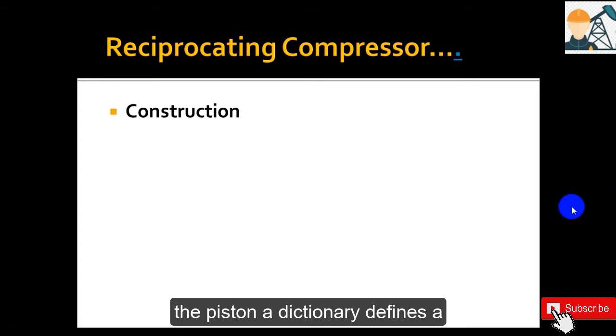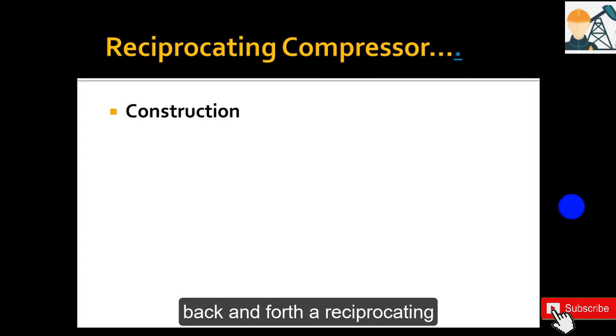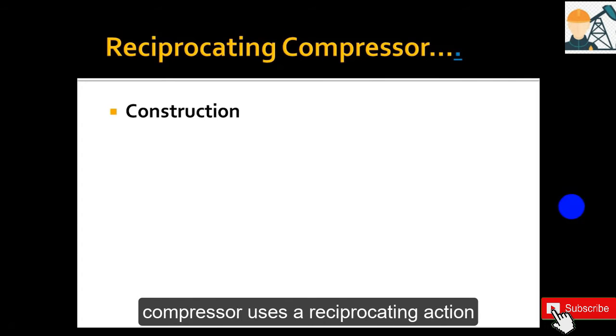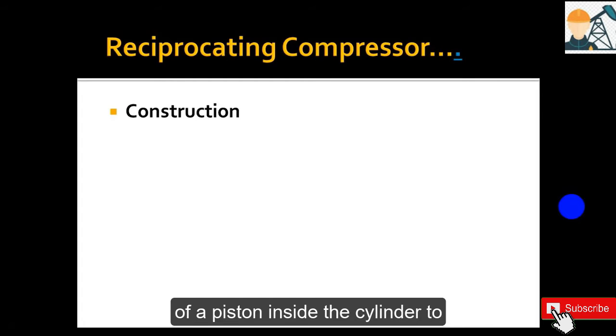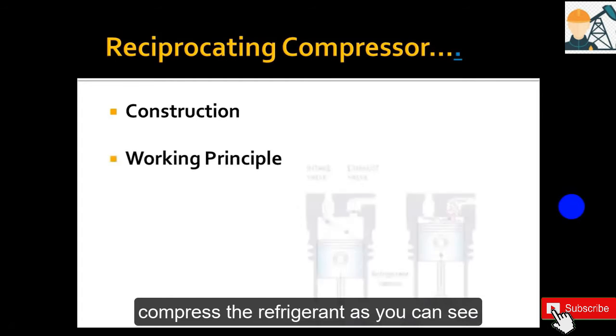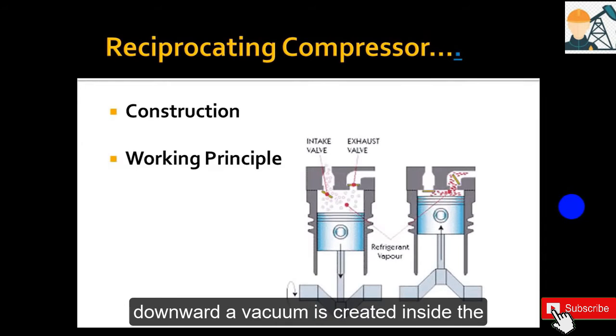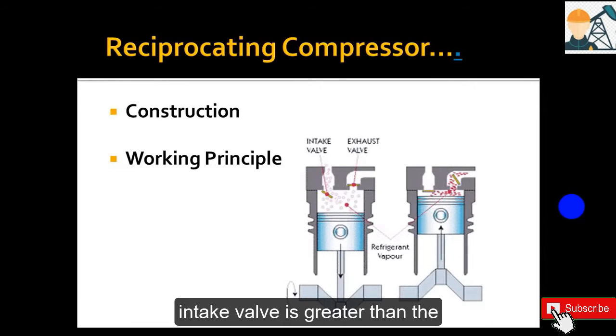A dictionary defines reciprocate as meaning to alternate back and forth. A reciprocating compressor uses the reciprocating action of a piston inside the cylinder to compress the refrigerant. As you can see in the figure, as the piston moves downward, a vacuum is created inside the cylinder. Because the pressure above the intake valve is greater than the pressure below it, the intake valve is forced open and the refrigerant is sucked into the cylinder.